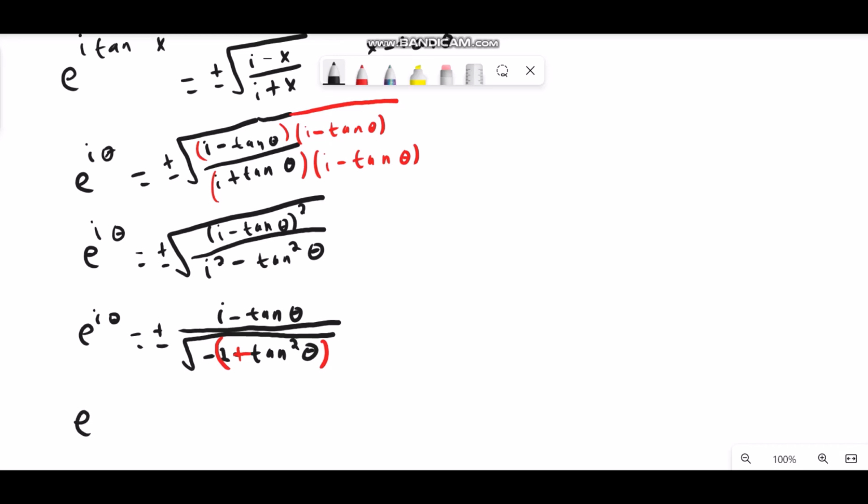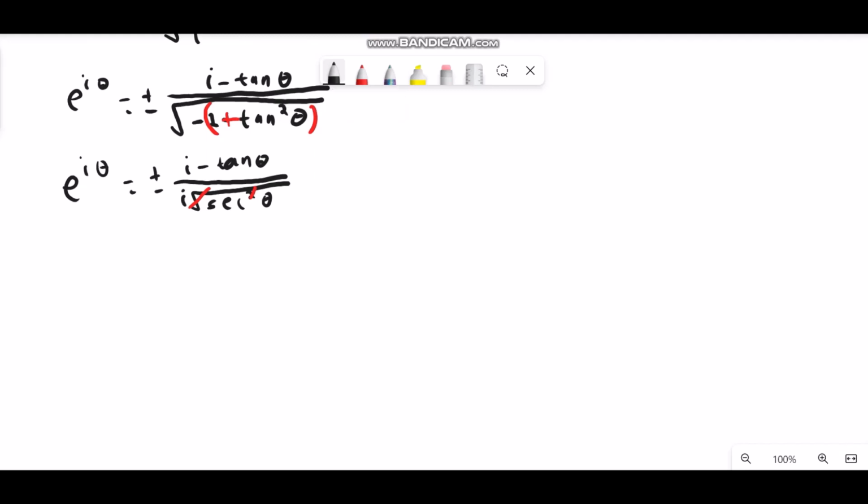Okay. So we have e to the i theta equals plus or minus i minus tangent theta, over the square root of -1, so this is like a factor of -1 inside that square root. That's going to give us an i, and the square root of 1 plus tangent squared theta. Well, 1 plus tangent squared theta by a trig identity is the same as secant squared theta. And now again, we can cancel out the square root and the square, and we don't have to put down plus or minus because we have one in the front already. Okay? e to the i theta equals plus or minus i minus tangent theta over i secant theta.